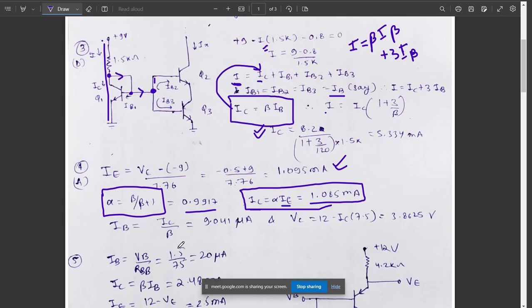From IC, we can find out the value of IB, which will be equal to IC by beta. We already know the value of beta. We already know the value of IC. We'll be able to find out the value of IB, which will be equal to 9.04 microamperes.